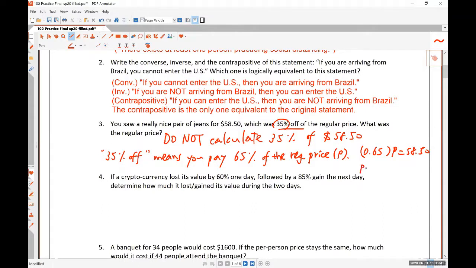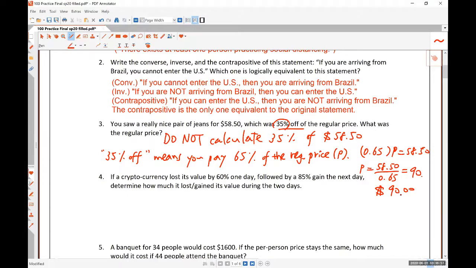All you have to remember is, if you're looking for the original price or the reference number, then you would have to divide the part, which is $58.50, by the percentage. So this is what you have to do: $58.50 divided by 0.65. And that is going to give you the answer to this question. Now, when you divide $58.50 by 0.65, you'll get 90. So the answer is $90.